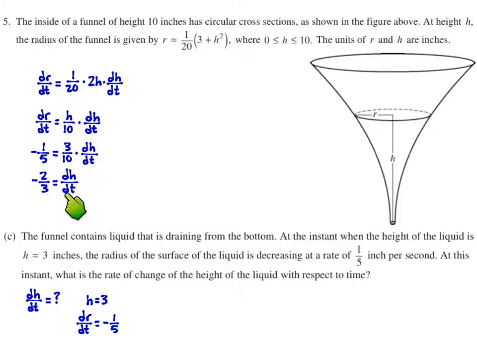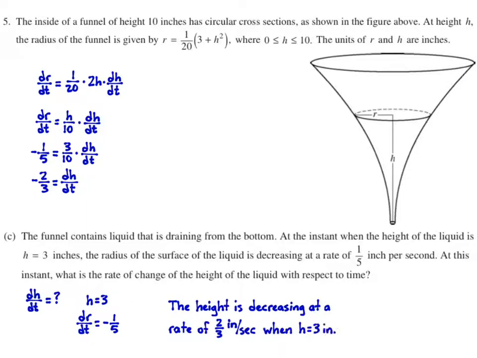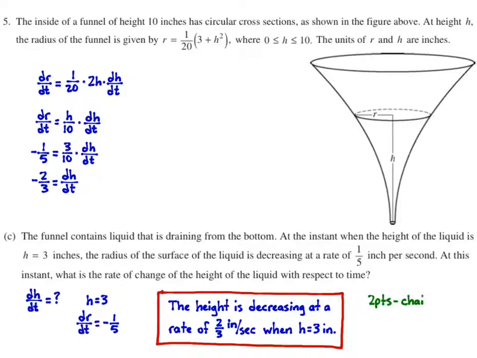Or we could say the height is decreasing, because of the negative, the height is decreasing at a rate of 2/3 inches per second. So I put that into a sentence, but you could have also said the answer is just negative 2/3, and it didn't even indicate units of measure. So you could have just said the answer is negative 2/3 when you're all said and done.